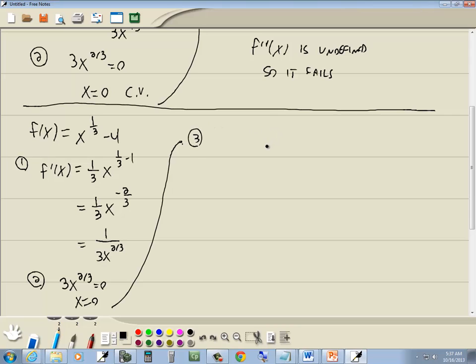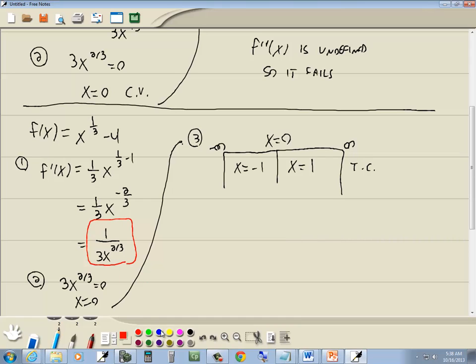Now step 3, we want to build our table of intervals based upon our critical value. Over here is negative infinity, over here is positive infinity. We want to choose test cases: something between negative infinity and 0, like negative 1, and something between 0 and positive infinity, like 1. Now we want to plug those into our derivative, which is right here.